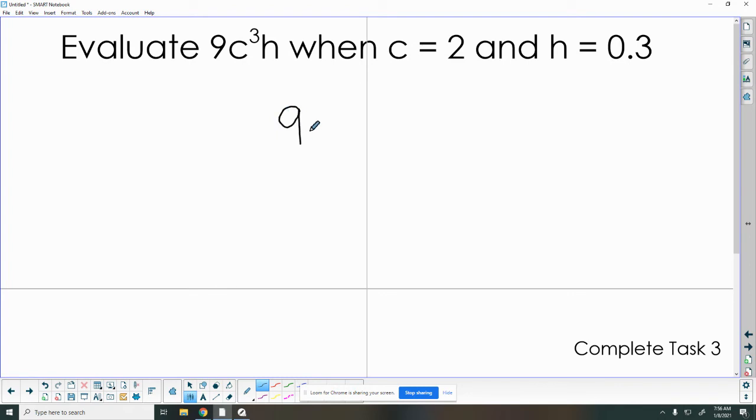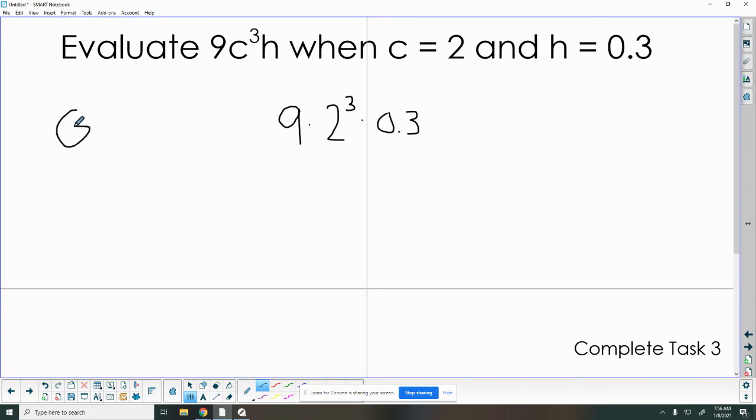So we have 9, and we're going to multiply by c, which is 2, and c is cubed. And then we're going to times that by h, which is 0.3, or 3/10. So it's not 9 2 cubed 0.3. It's 9 times 2 cubed times 0.3. We have to put those times signs in there when we're replacing the variable with the number that it tells us.